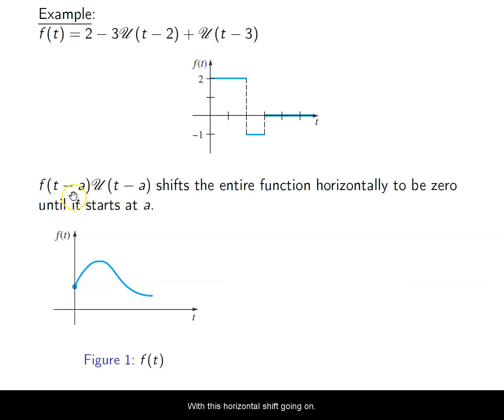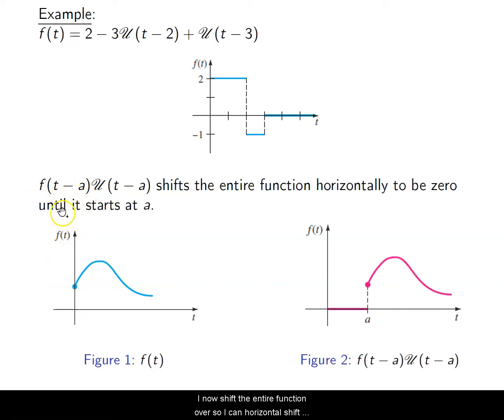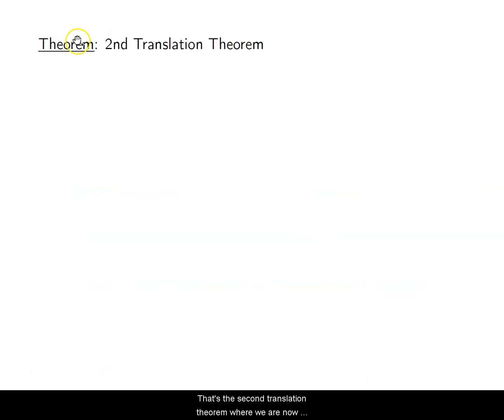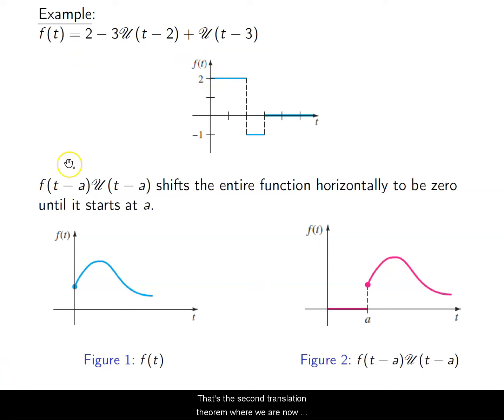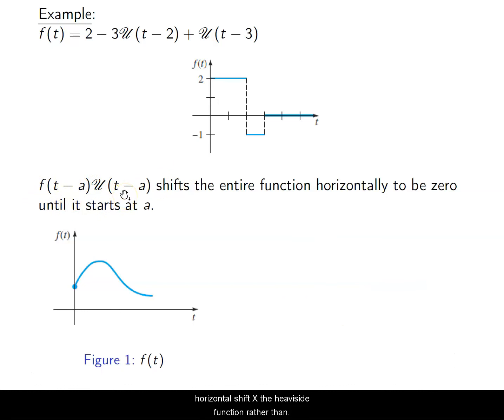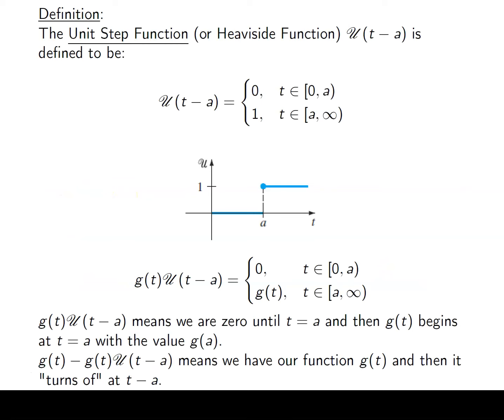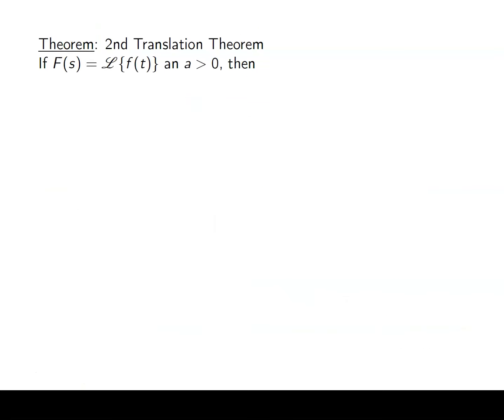With this horizontal shift going on, I now shift the entire function over. So I have a horizontal shift in my function and this Heaviside function that's saying you start at this point. So what this will do is shift the entire function to begin at a. And so that brings us to the second translation theorem, where we are now looking at the Laplace transform of a function with a horizontal shift times a Heaviside function.